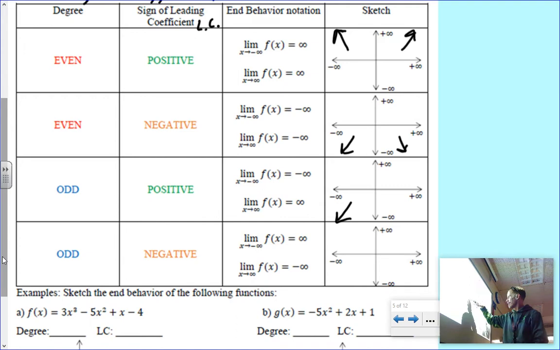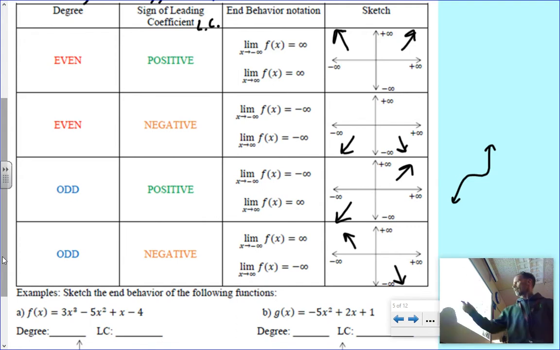But on the right, as x goes to positive infinity, it's going up. So this is kind of like your cubic function from your parent function last year. And again, fifth power works the same way. The odd negative case is just a reflection of that. So as x goes to the left, the function goes up. As x goes to the right, the function goes down.